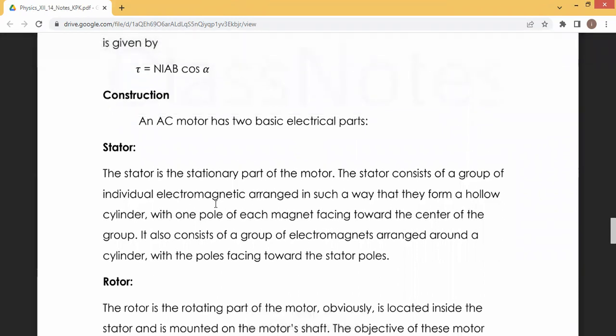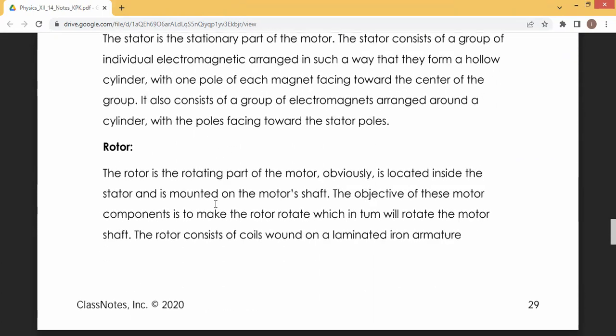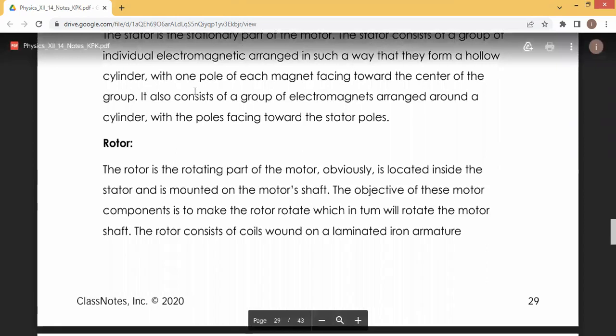The stator is basically the stationary part of the motor, and it consists of a group of individual electromagnets arranged in such a way that they form a hollow cylinder, with one pole of each magnet facing towards the center of the group. Now, next is the rotor. So, what is the rotor basically?